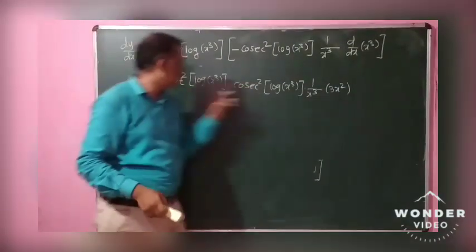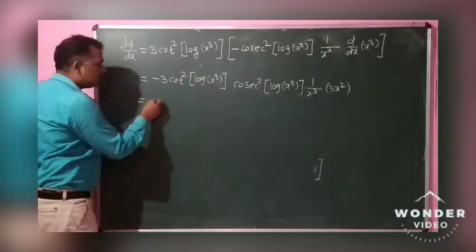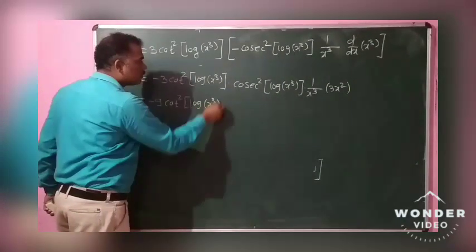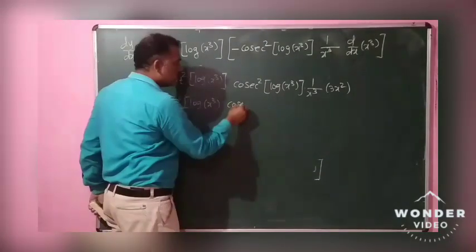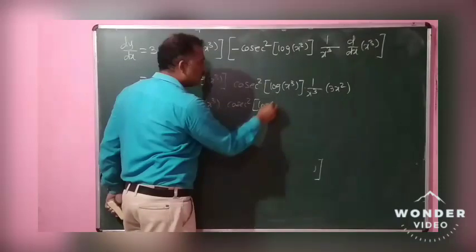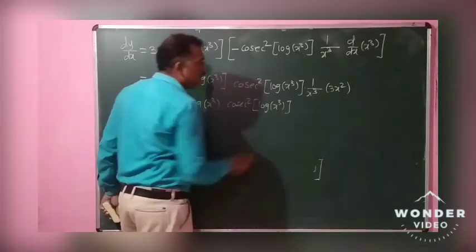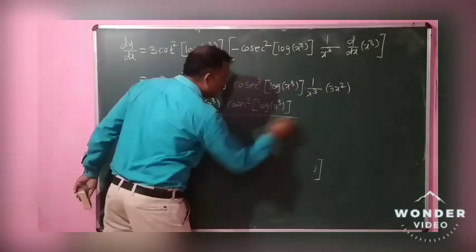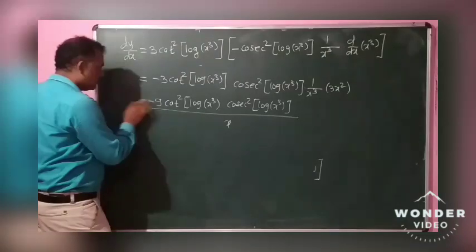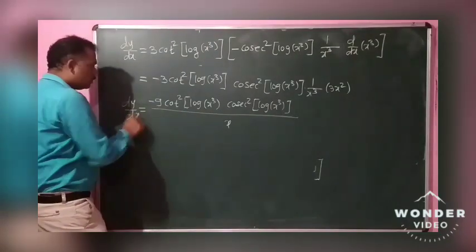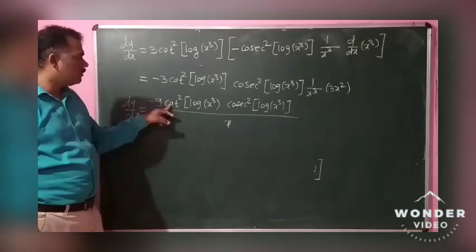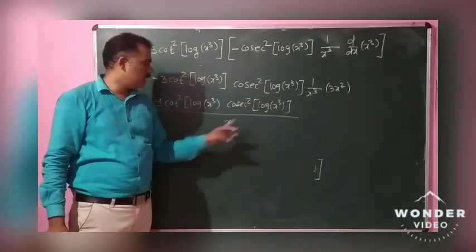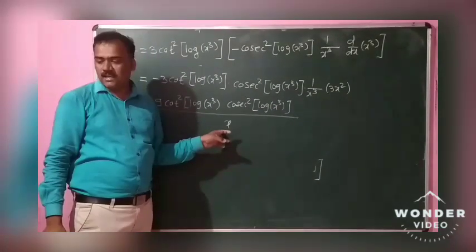This 3 we have to take at the beginning, that is minus 9 cot square log of x cube into cosec square log of x cube into, what is the remaining here? 1 upon x, that is whole divided by x. That is dy by dx is equal to minus 9 times cot square log of x cube into cosec square of log of x cube divided by x, which is the required answer. We can stop.